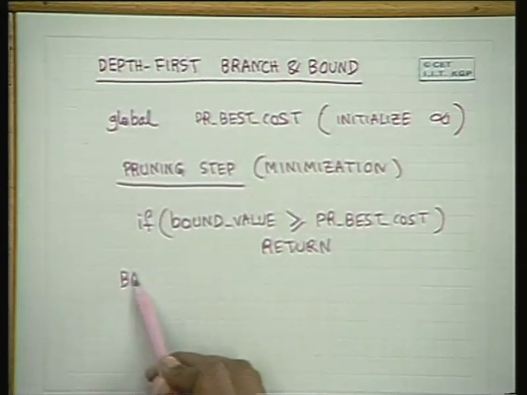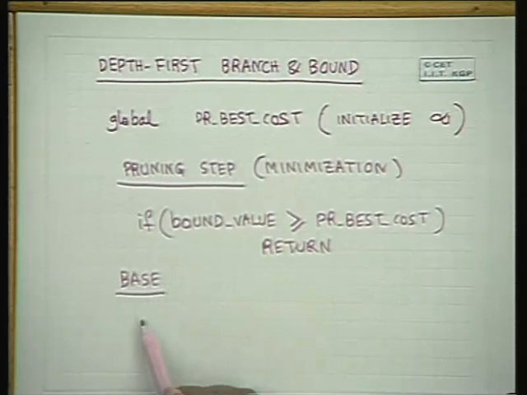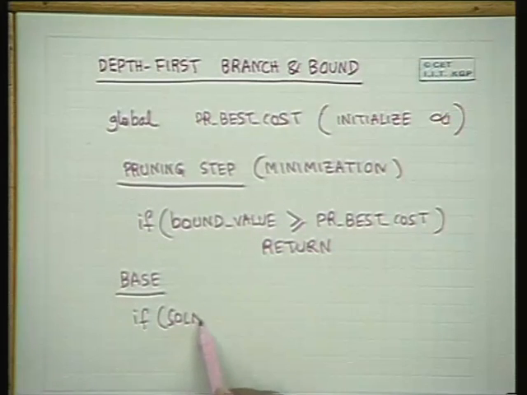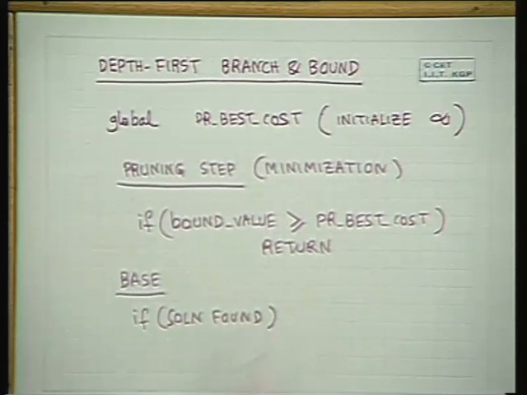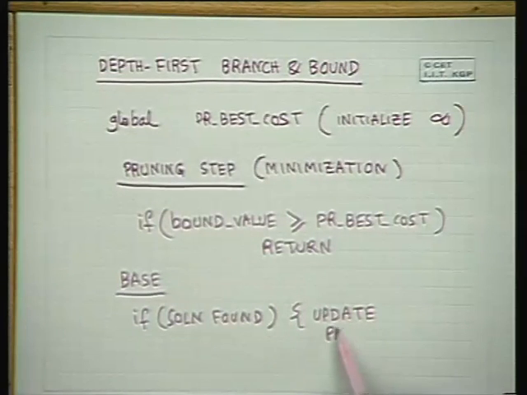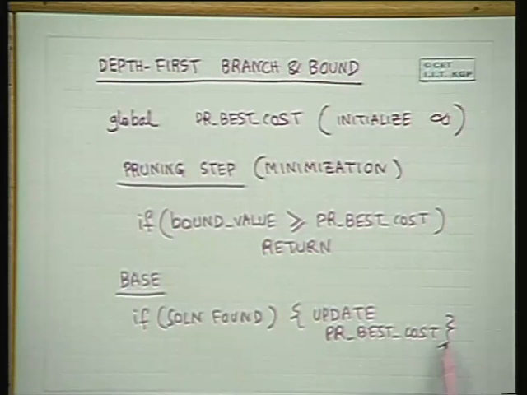And in the base condition, if solution found, which previously you were returning the value, you will update the present best cost. So these are the two additional things that you do in the initial recursive definition. And once you do these two additional things, you are sure to reduce your search to a large extent. So this is the essential philosophy or the idea of branch and bound.